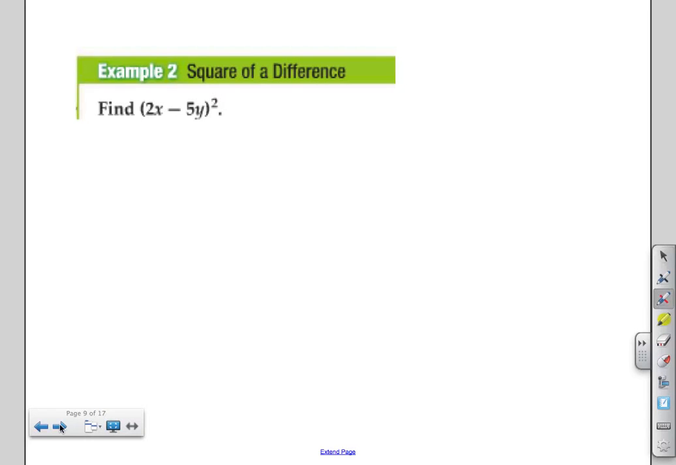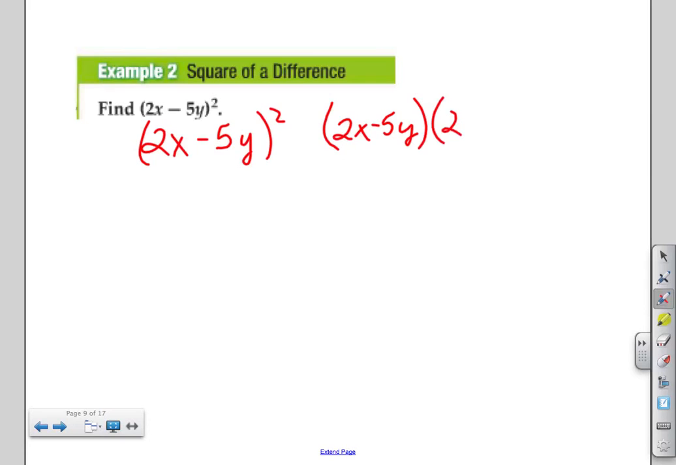So let's try this problem right here. Find 2x minus 5y squared. Of course, we're going to write our problem first. Squared. So that means we have 2x minus 5y times 2x minus 5y. You can think of it like that, right? Okay. So what do we have?